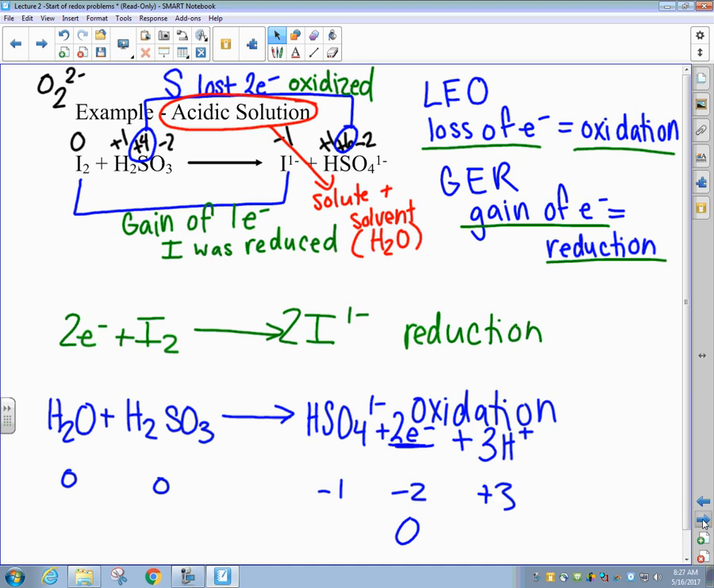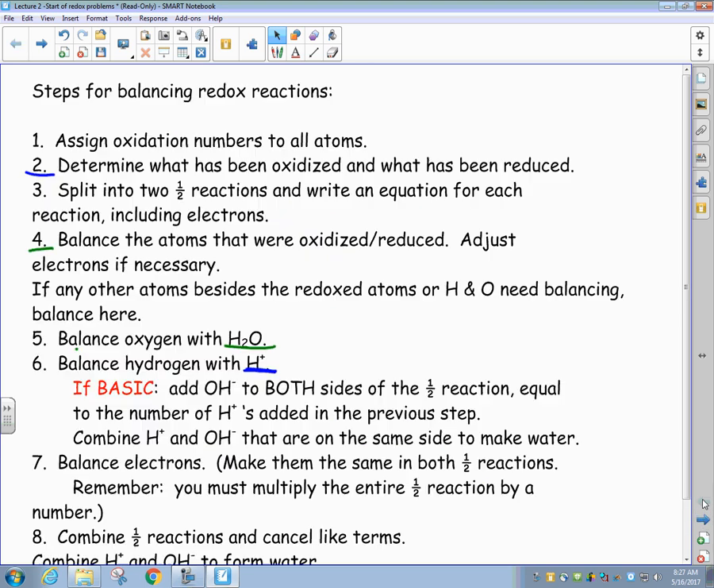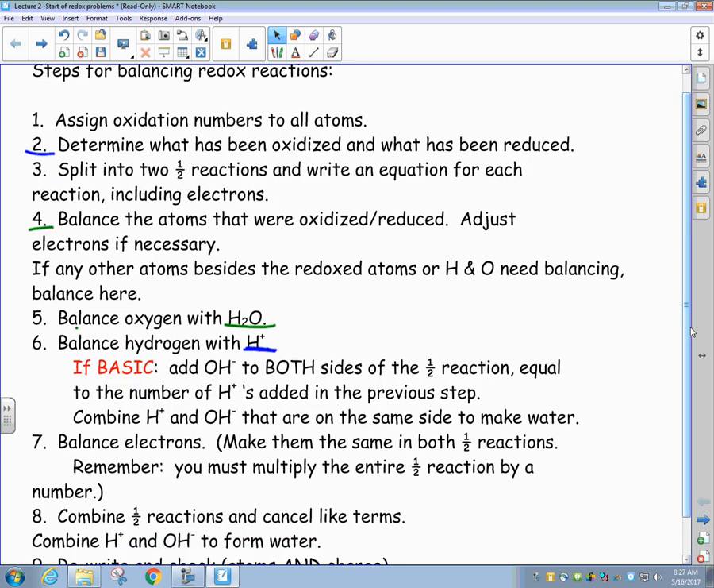Let's go back to our series of steps here. We're at step number 6. This is not in basic solution, so we're going to skip the rest of step 6, and we're going to look at number 7. Step 7 says to balance electrons. We have to make them the same in both half reactions because if a certain number of electrons are lost, that same number of electrons has to be gained. Electrons aren't created or destroyed in chemical reactions.